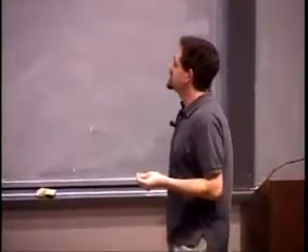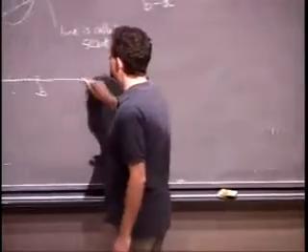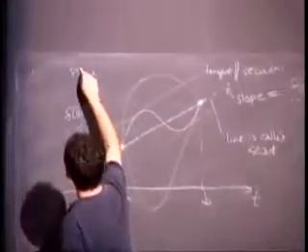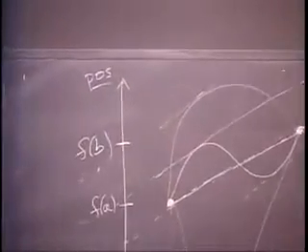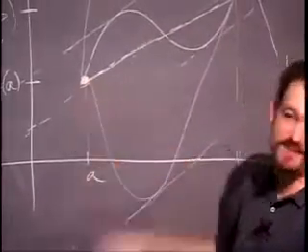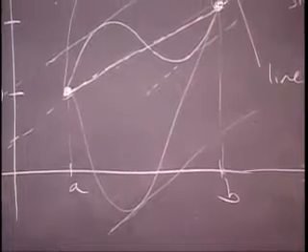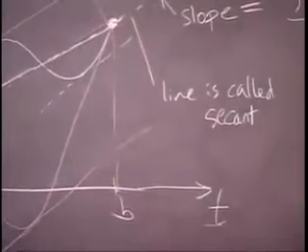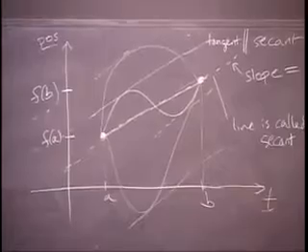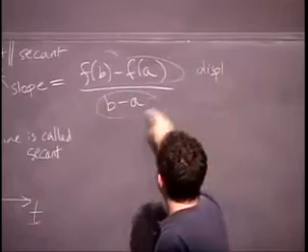Okay, well, think of it this way. Suppose that you consider this as a graph of time versus position. So think of this as time a and time b. And f of a is where you are at time a, and f of b is where you are at time b. Then this quantity, f of b minus f of a, is the total displacement. Like the distance, but it's the displacement that you've gone. And this b minus a is the time that it's taken.